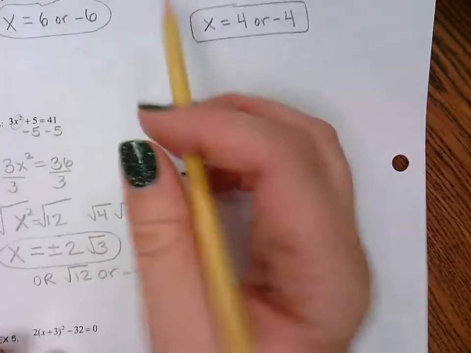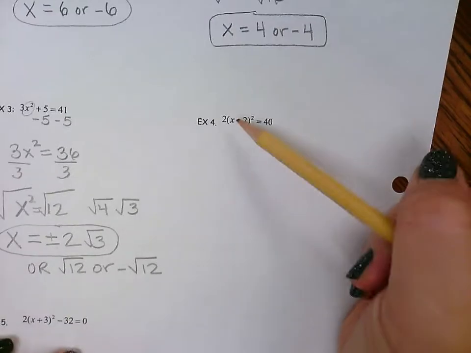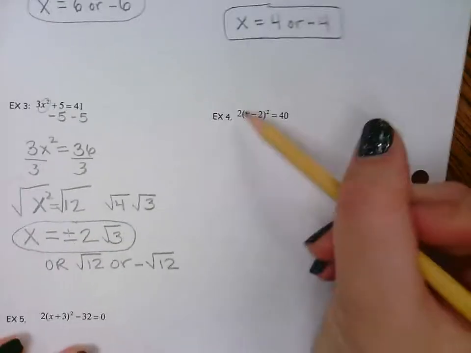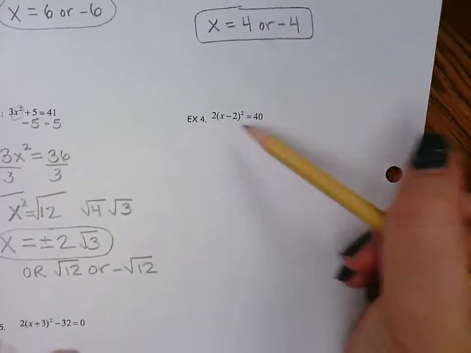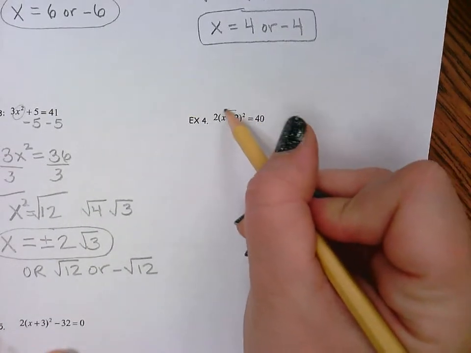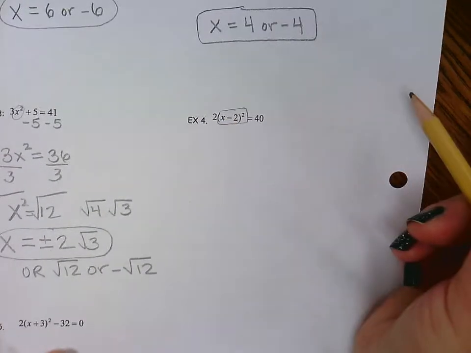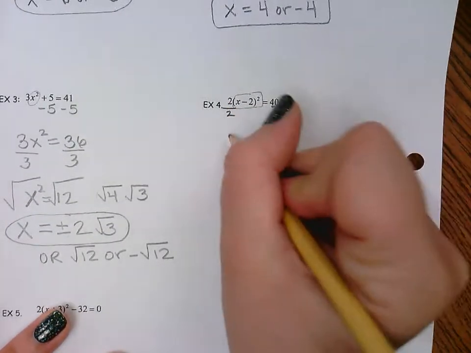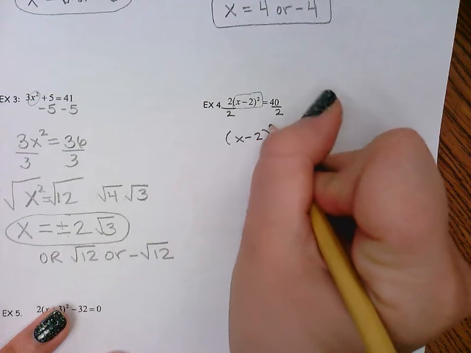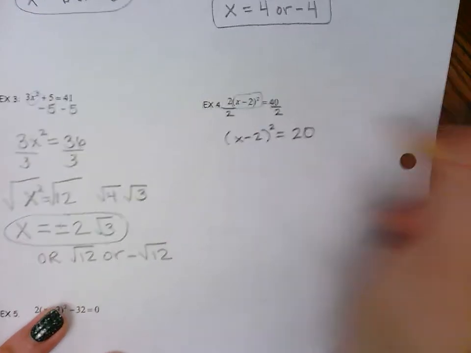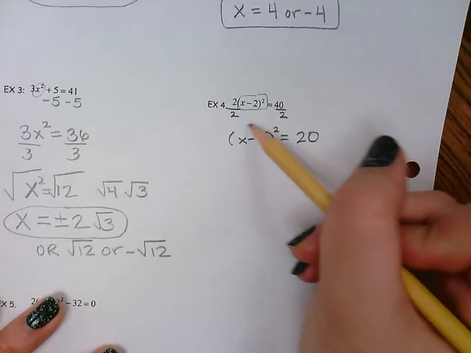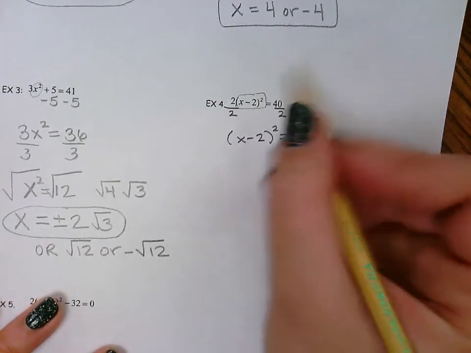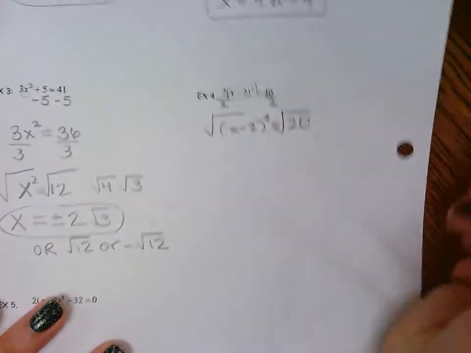All right, so example 4, do not FOIL out a binomial. If you see a binomial, great, you can do square roots of both sides. So first, I need to get this squared term by itself. So I'm going to divide both sides by 2 to start. So I have x minus 2 squared equals 20. Now, technically, this squared term is by itself because that negative 2 is inside the parentheses. So I'm going to take the square root of both sides.